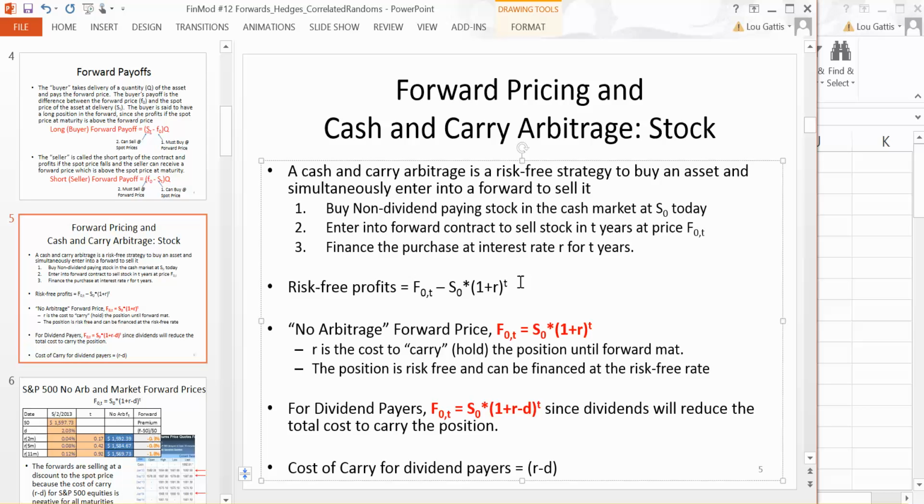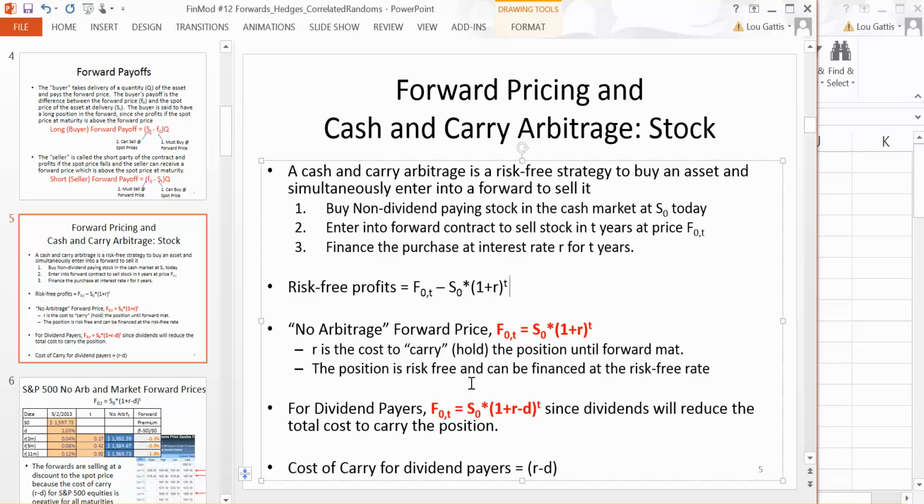This contract will break even if that forward price reflects the spot price plus interest, S times (1 plus R)^T. We call that 1 plus R the cost of carrying the position, which is only the financing charge. Now, if this stock pays a dividend, we could have the dividend help offset the interest charge.